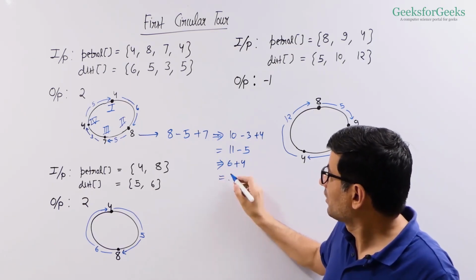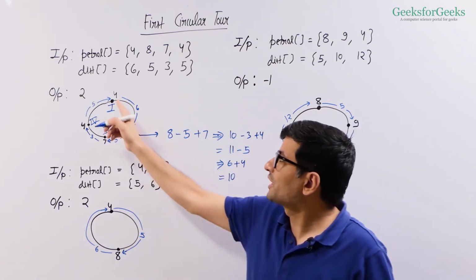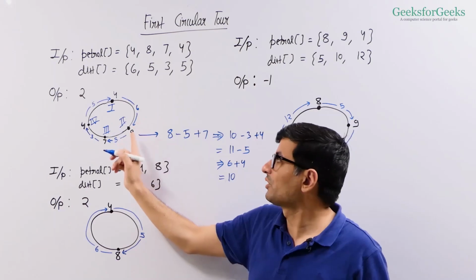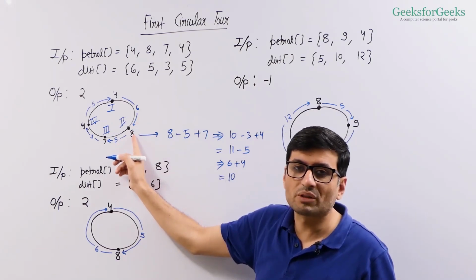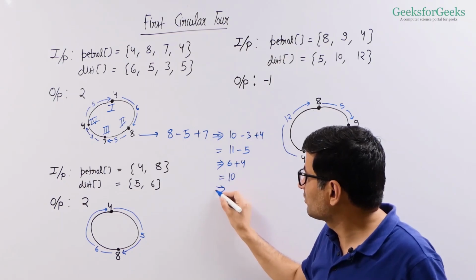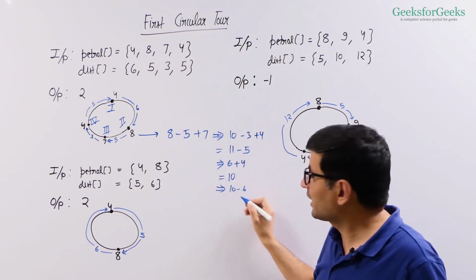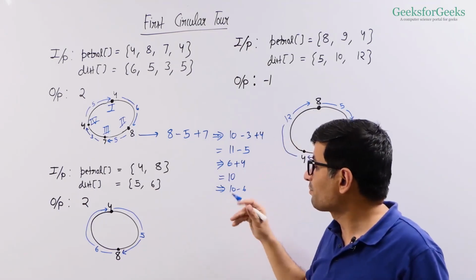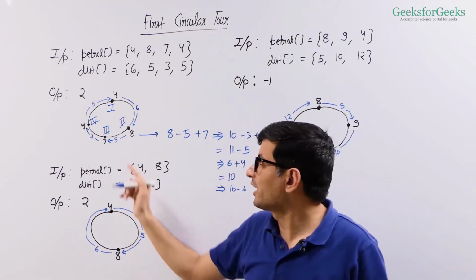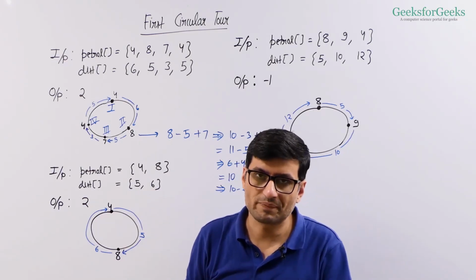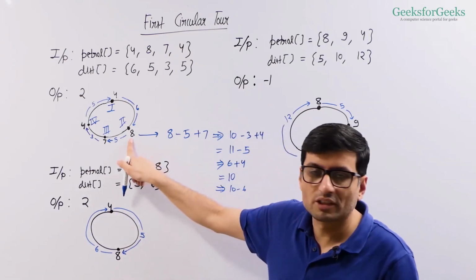And from these 10 units, I need to travel 6 units of distance more, because I started from here, I should be coming back to here. So I will now consume 6 units, 10 minus 6. And I have 10 units, so I can consume 6 units. So I have positive petrol left and I have come back to the petrol pump from where I started. So this petrol pump is my answer.